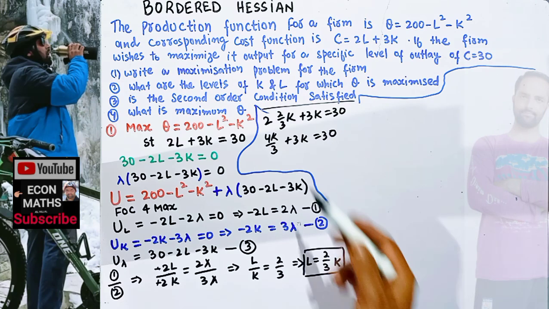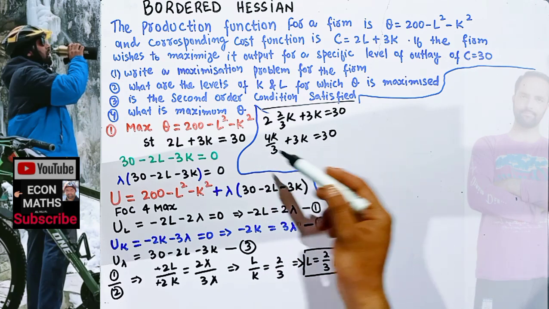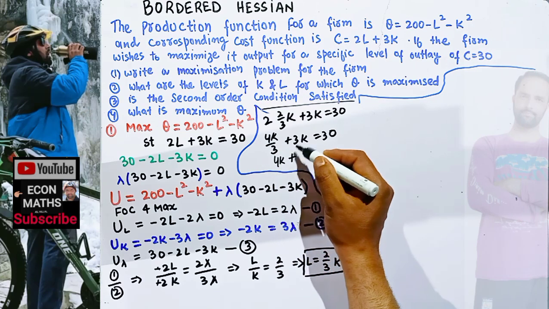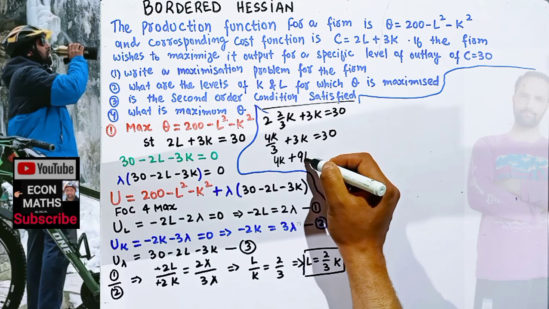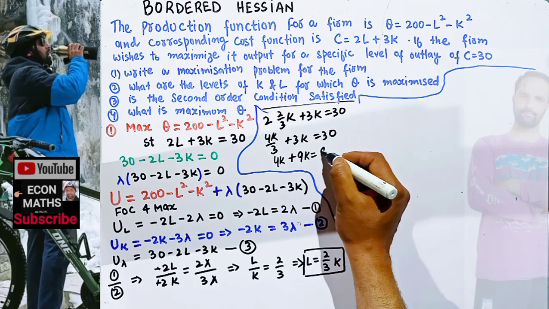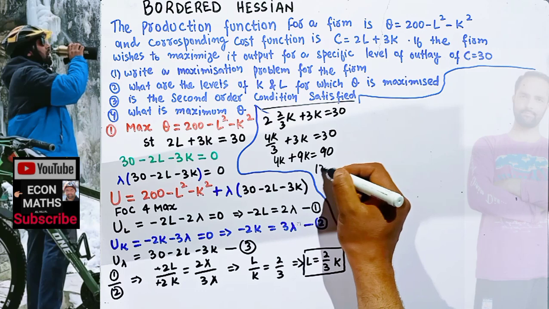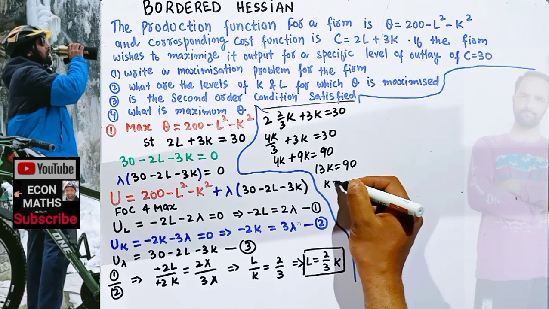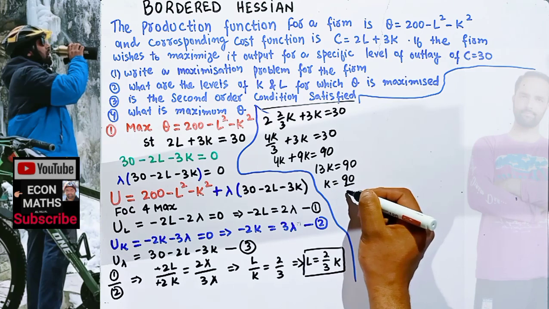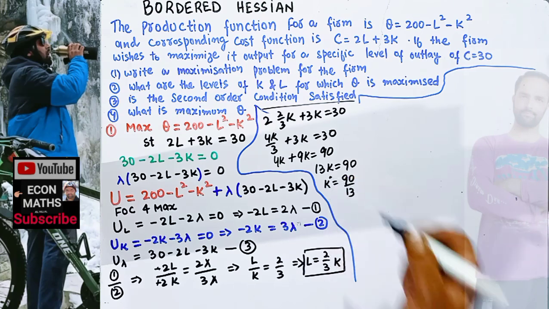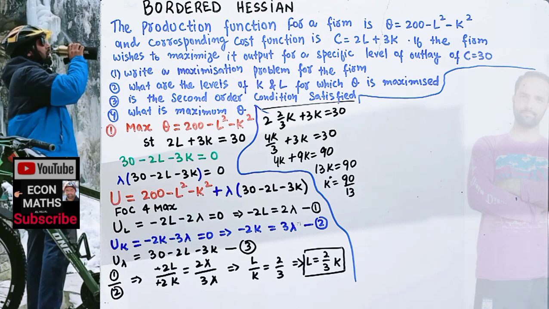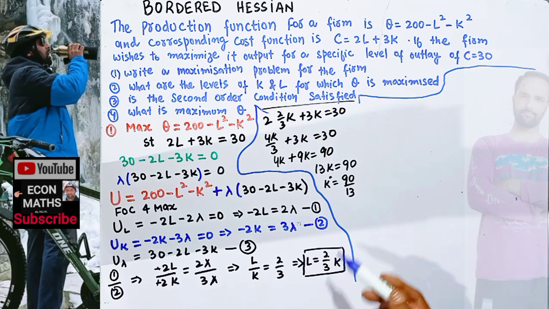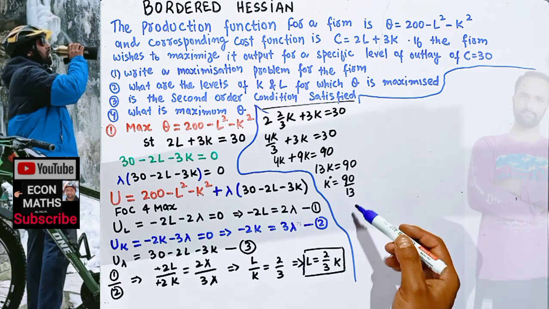Multiplying both sides by 3, we have 4K plus 3 3s are 9K is equal to 3 30s are 90, which implies 13K is equal to 90, that means K is equal to 90 upon 13. This is the optimal value of capital we require. Now to find the value of labor, simply plug K is equal to 90 upon 13 in this equation.